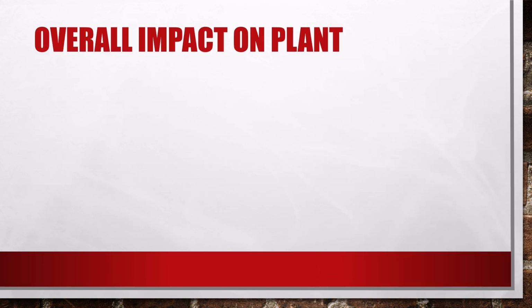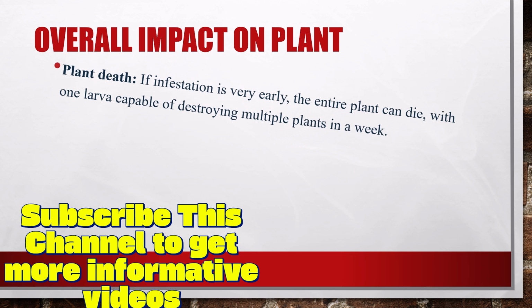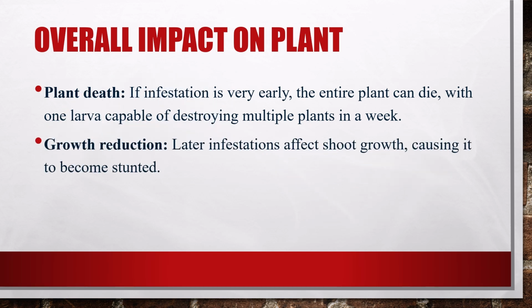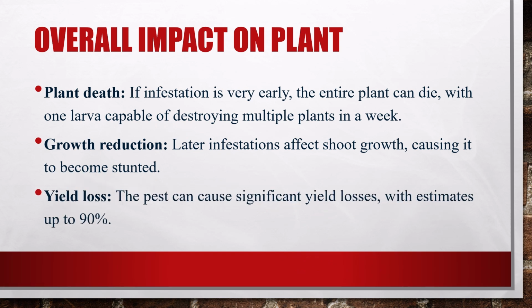Let's see what overall impact this insect causes to the plant. Broadly speaking, this insect can cause plant death if the infestation is very early. The entire plant can die, with one larva capable of destroying multiple plants in a week. It can also cause growth reduction if it attacks later growth stages of the plant. Later infestations affect shoot growth, causing it to become stunted. Finally, it can cause yield loss. The pest can cause significant yield losses, with estimates up to 90%.